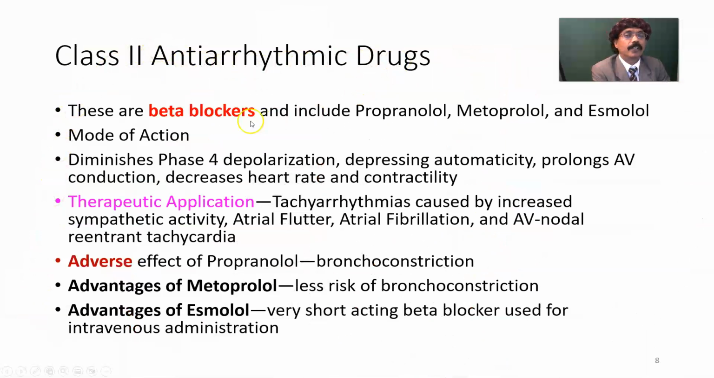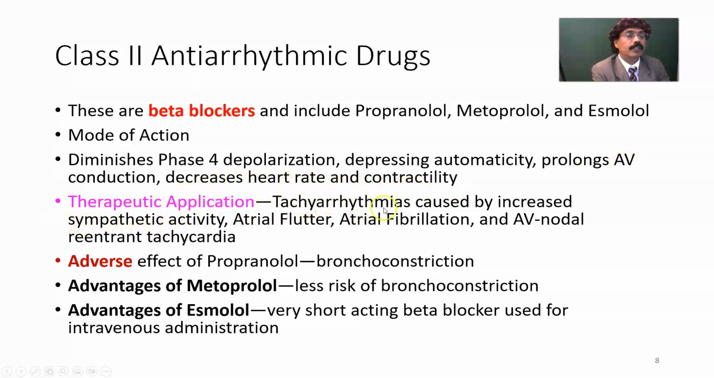Class 2 antiarrhythmic drugs are beta blockers, including propranolol, metoprolol, and esmolol. Propranolol is a non-selective beta blocker, while metoprolol and esmolol are selective beta blockers. Mode of action: diminishes phase 4 depolarization, depressing automaticity, prolonging AV conduction. AV means atrioventricular conduction. Decreases heart rate and contractility.